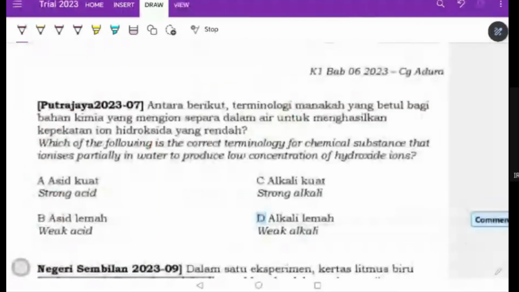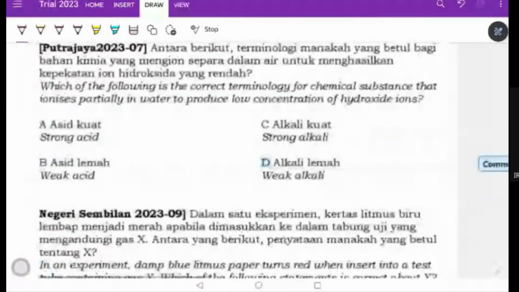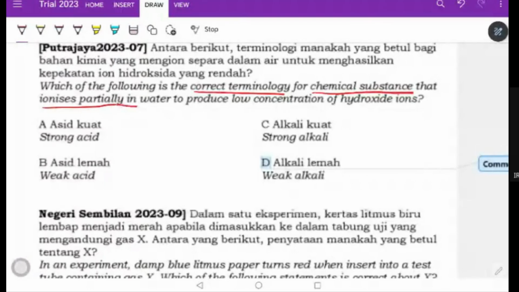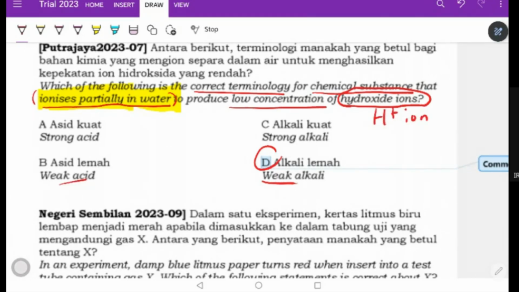Okay, next. Another few questions. Which of the following is the correct terminology for the chemical substance that ionizes partially in water? If it ionizes partially in water, we know already it's under weak, right? But weak what? Low concentration of hydroxide ions would be under alkali, so weak alkali. If hydrogen ions, then it will be weak acid. Okay, ionized partially.